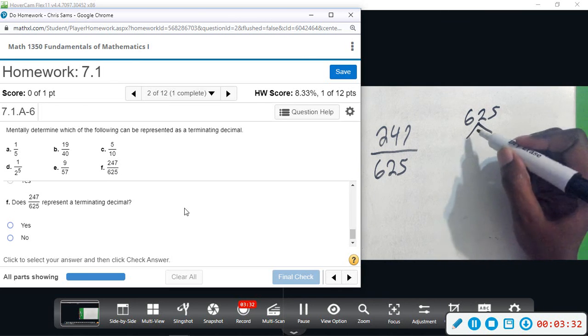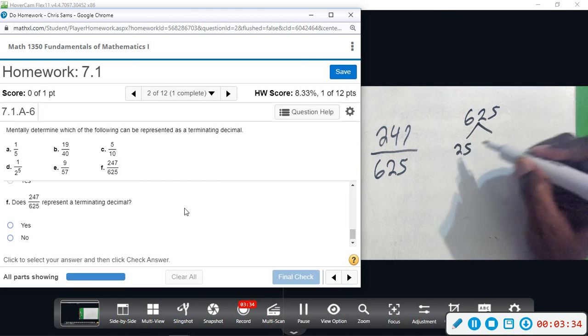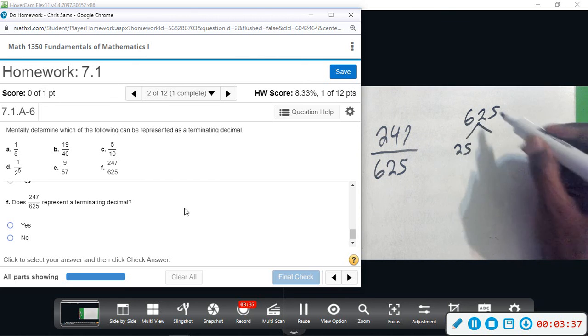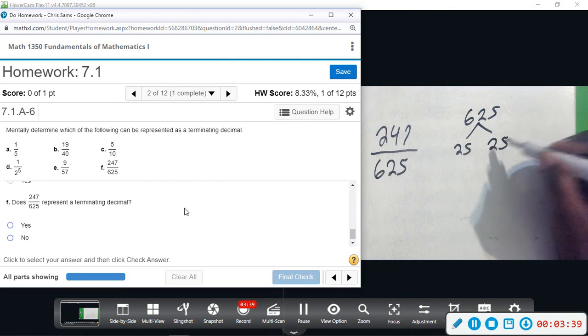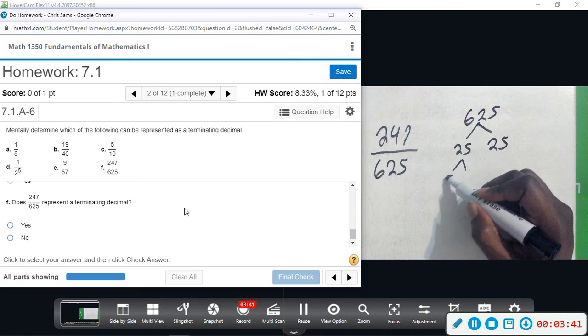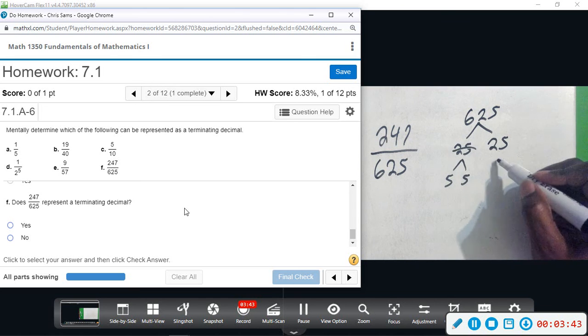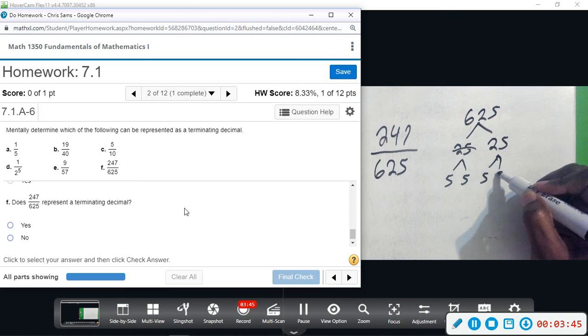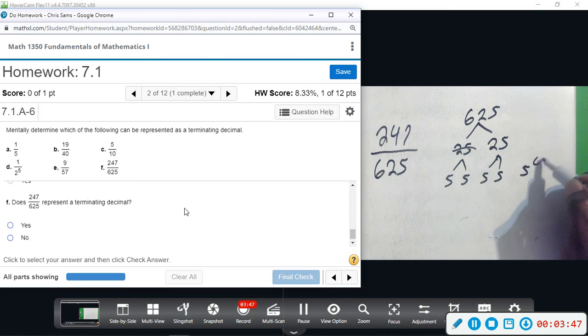we can do 25 for sure, 25 times 25, 5 and 5, 5 and 5. So that's 5 to the 4th. So the denominator only has 5's in it, so that meets the criteria of 2 or 5. So F also can be expressed as a terminating decimal.